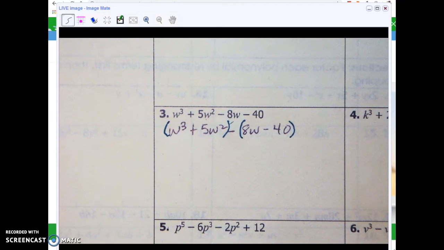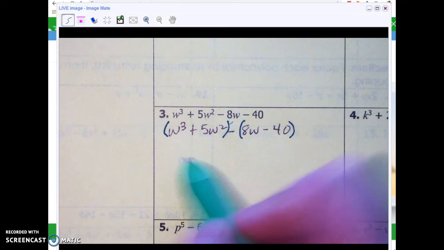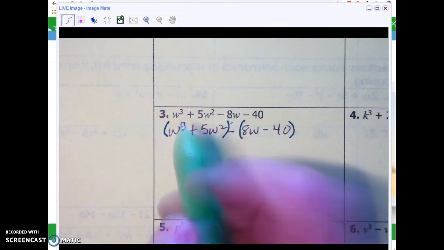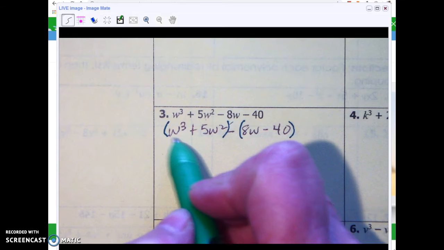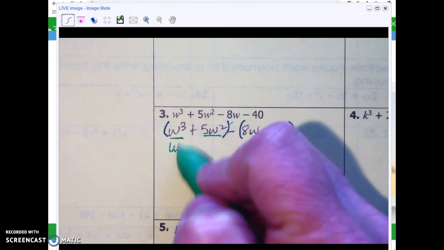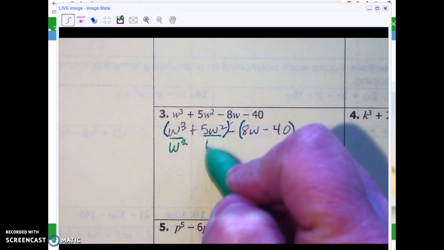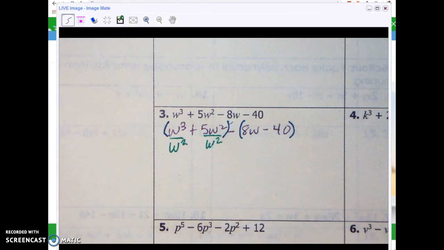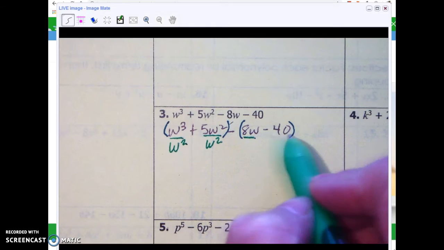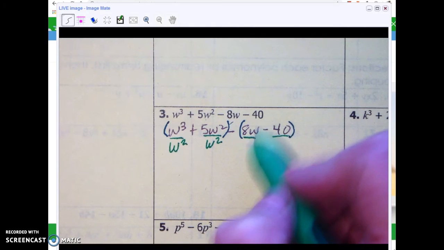All right, my next step: factor out the greatest common factor from each binomial. So looking at this one, the first group, I can see my first greatest common factor is going to be, what's it going to be? That's correct, w squared. Okay, now looking at my second group, my greatest common factor will be 8. Thank you.